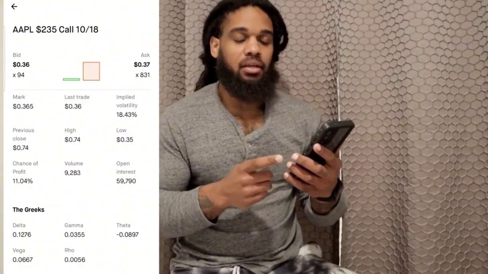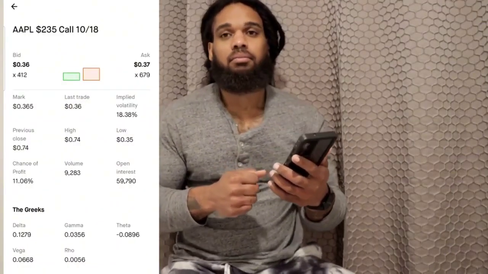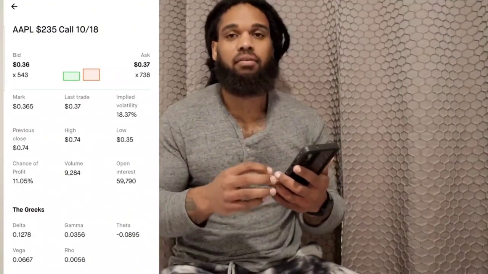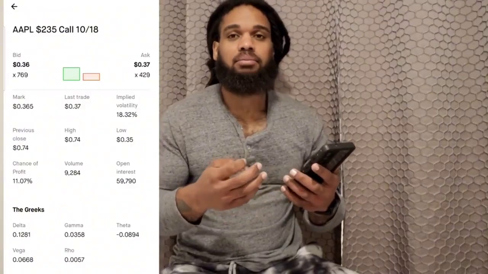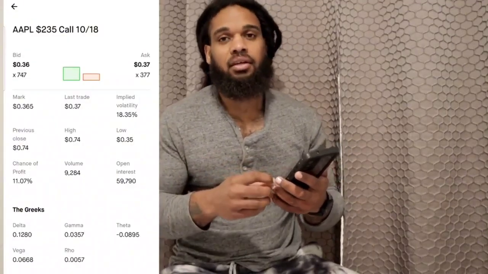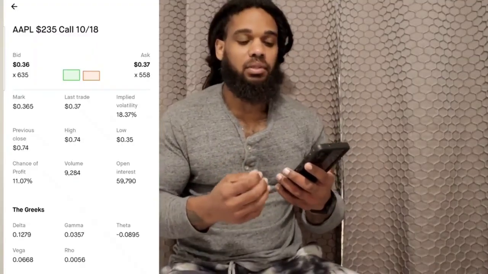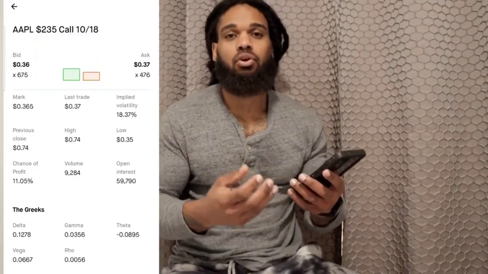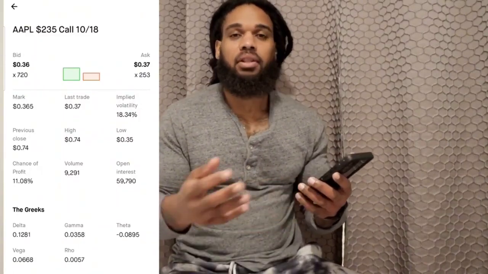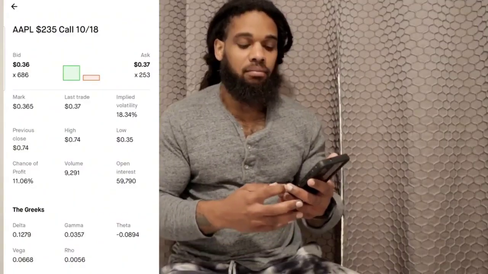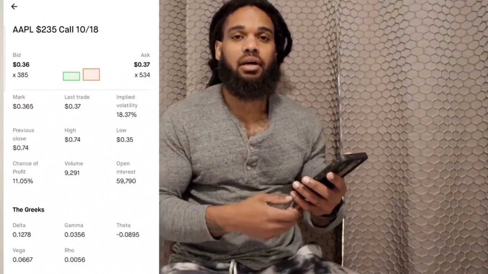So Delta is going to determine how much your contract, for every dollar the stock goes up, how much the option is going to increase. And Theta is basically how much money you can lose within a specific time. So the closer the expiration date is, the more money you could lose, and the further out the expiration is, the less chance of you losing a lot of money by holding the contract.